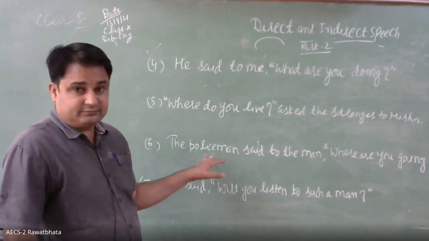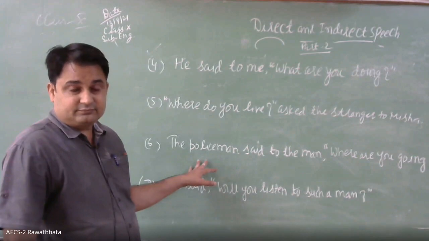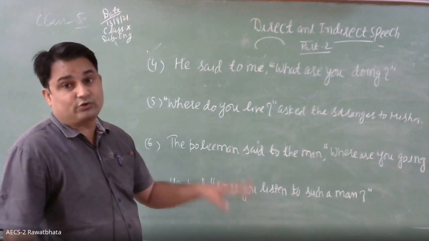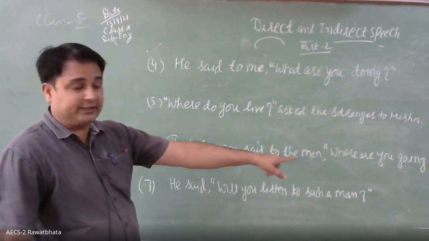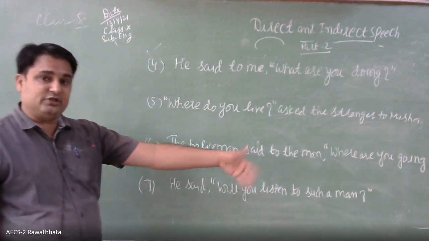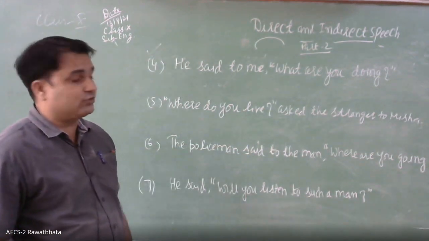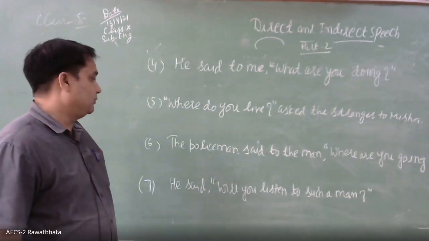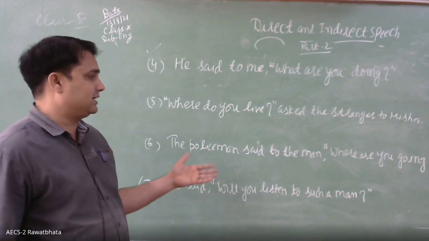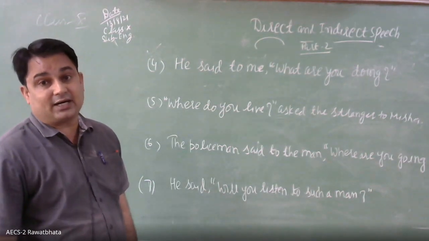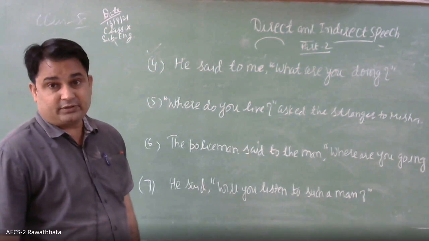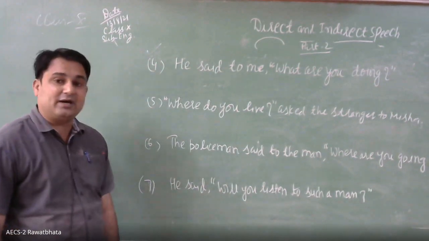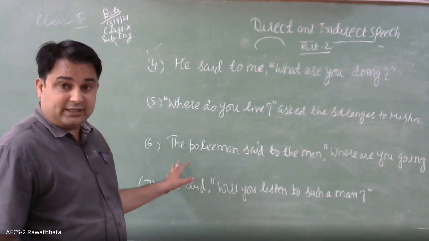The policeman asked the man, where is he going? Where he was going. Where are you going? Okay. So it will be changed into where he was going. Simple past continuous. So the policeman asked the man where he was going. Full stop. The policeman asked the man where he was going. All of you have done? Yes, sir.